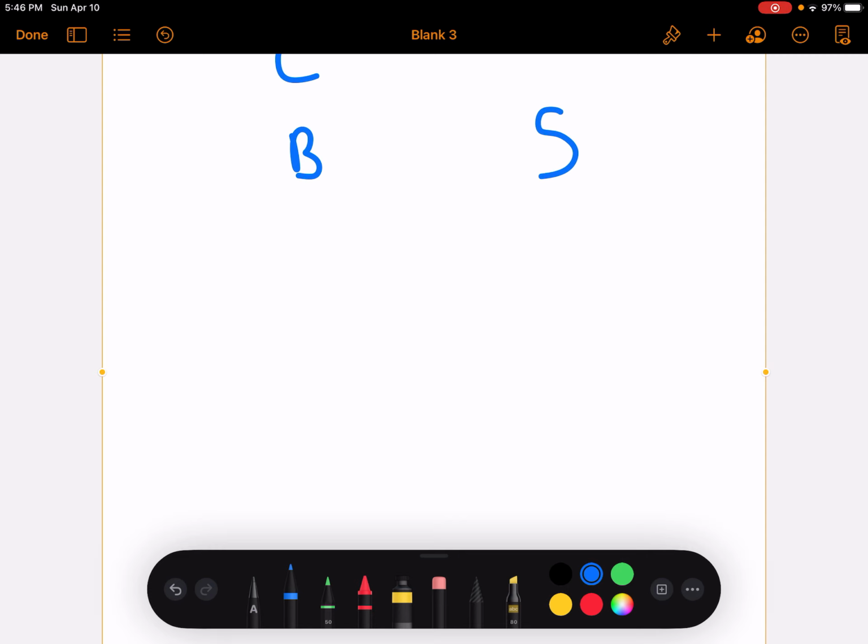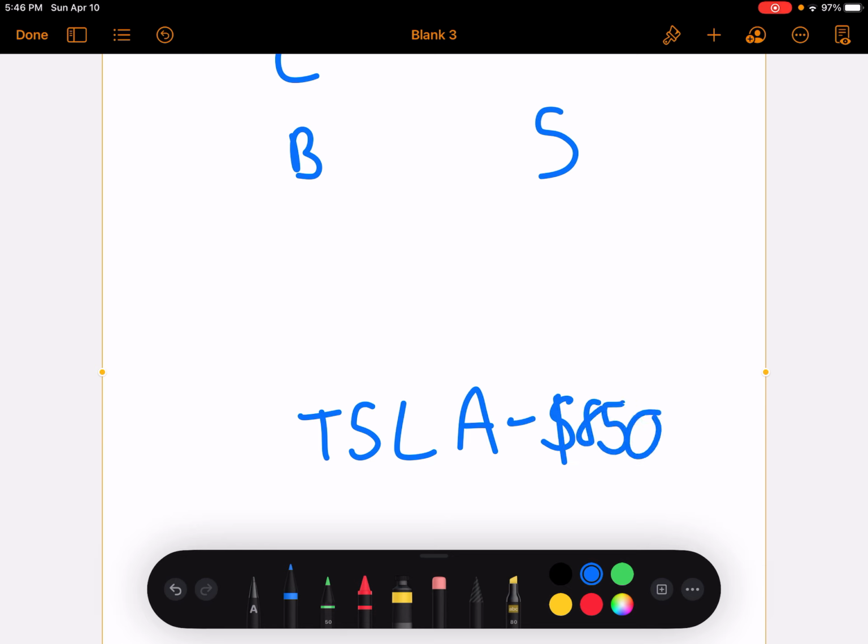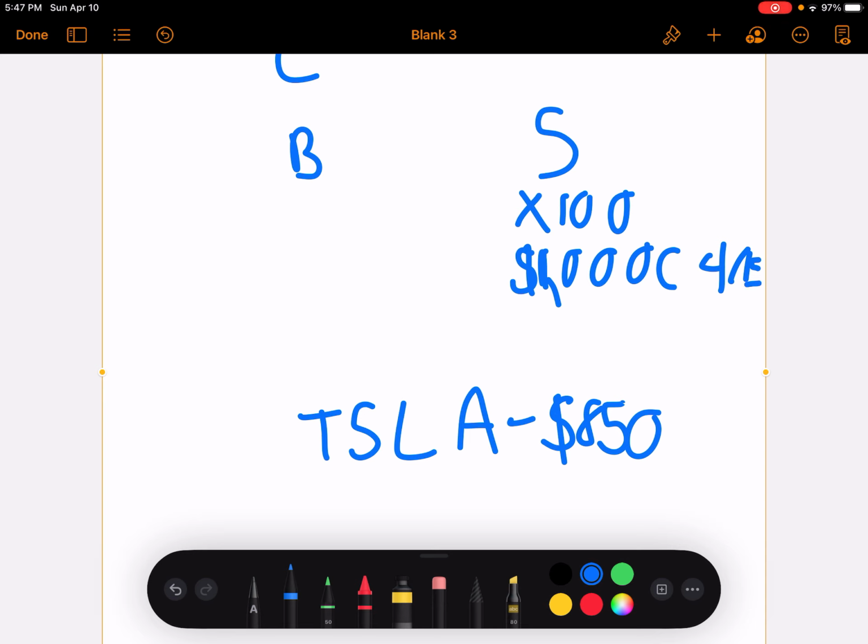Let's use Tesla as an example. Let's say today Tesla is at $850 per share. The seller says, okay, I'm willing to sell you 100 shares of Tesla this Friday, April 15th, at $1,000 per share. So this would be a Tesla $1,000 call expiring April 15th.